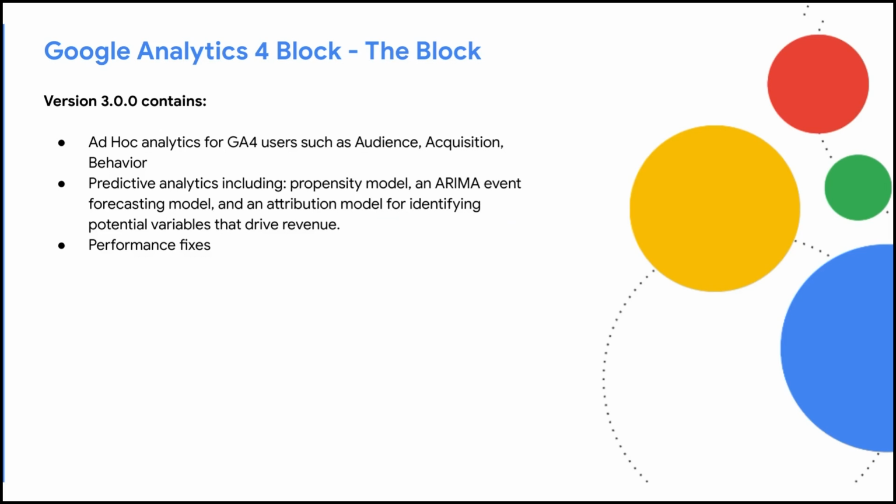The Google Analytics block, or the GA4 block, has some features that are different from the solutions you may already know from Looker Studio. The latest version of the block is version 3.0, and it contains ad hoc analytics for your property, such as audience, acquisition, and behavior. It also includes predictive analytics, including a propensity model, an event forecasting model, and an attribution model for identifying potential variables that drive revenue. It also includes some performance fixes for the block.